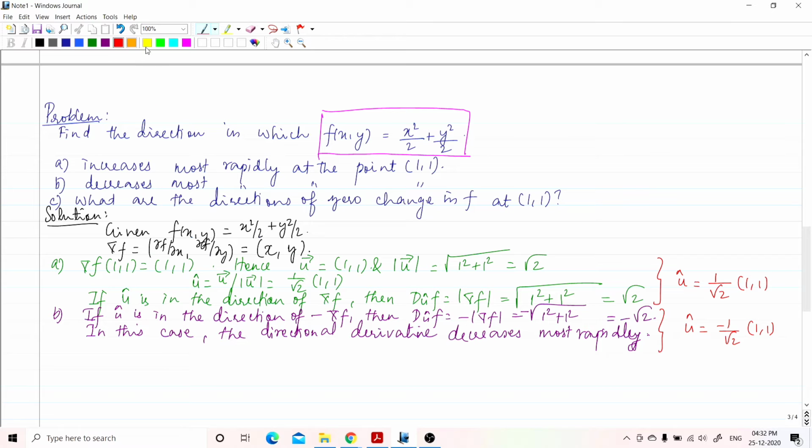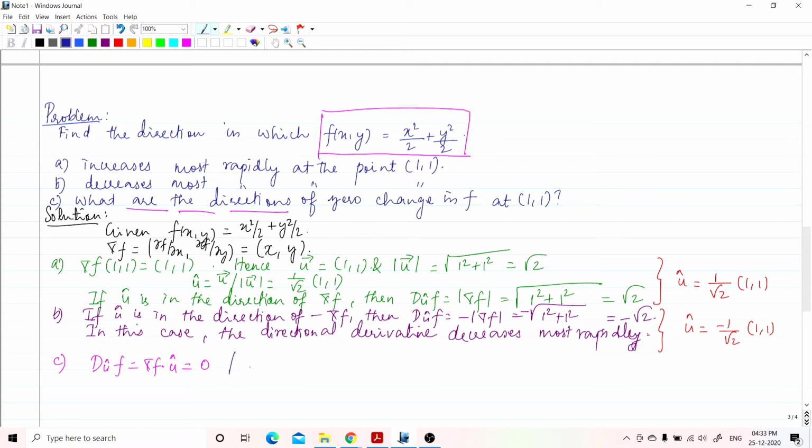Now let us proceed to find out the last one. What are the directions of zero change? It means you are expected to get the directional derivative, that is del f dot product with u cap, which has to be 0. These are some rough calculations that I am doing for the understanding of few people.